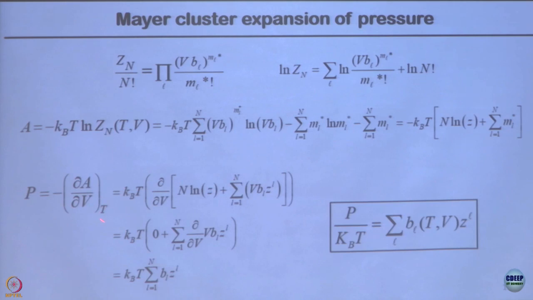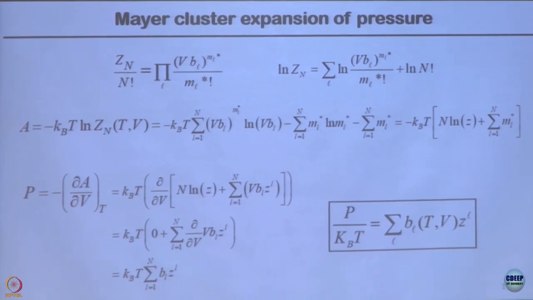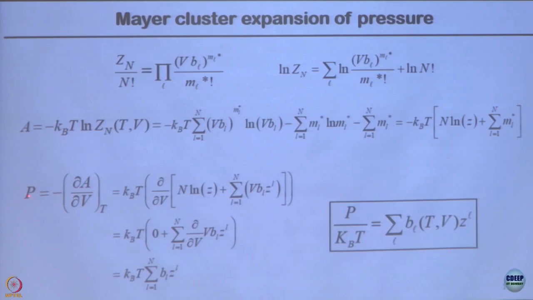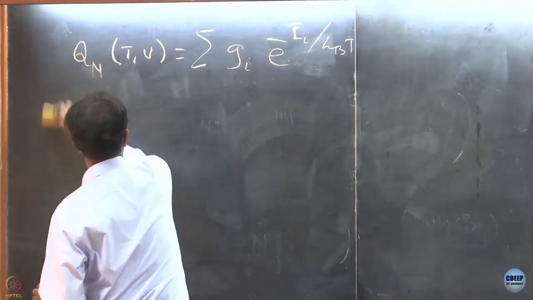So that goes inside, and I do that. There are these two terms here, ln Z and ln Z, which will go to 0 under d/dV, but I have the VBL term left, so I take d/dV there. Then I get the pressure, P by kBT, which is this second quantity. These two together are called the cluster integrals, the cluster expansion, sorry.